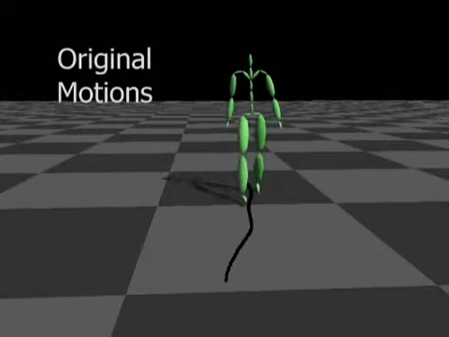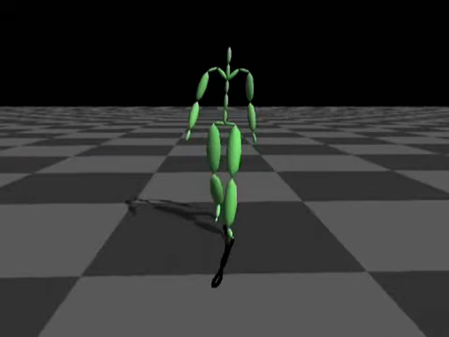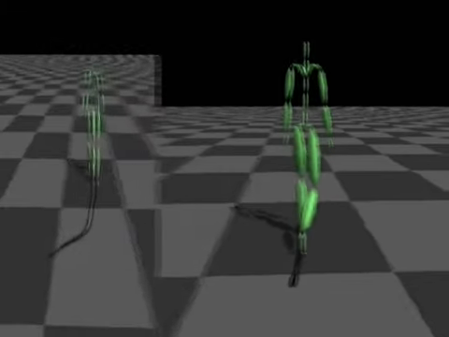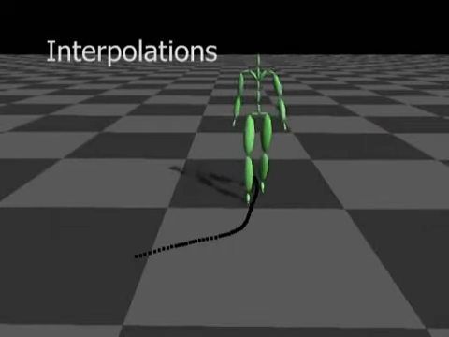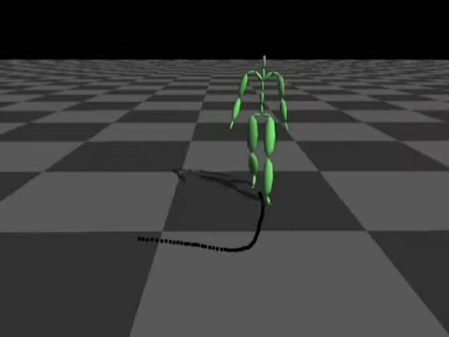Coordinate frame alignment can be used to blend motions with very different paths. Here we blend a straight walk with one containing a sharp 180-degree turn, allowing us to generate motions with intermediate turning angles. Note that the character pauses naturally during the execution of the turn.